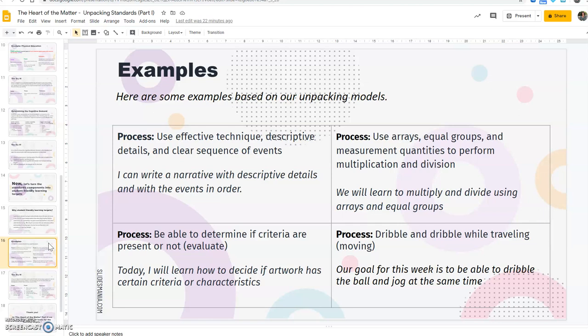Please note that I used a different frame around each one of them. That is really unimportant, whether you use I can, or we will learn, or our goal. It doesn't matter. This should fit your style. The important thing is that you have a really well thought out learning target and that you are sharing it with students.